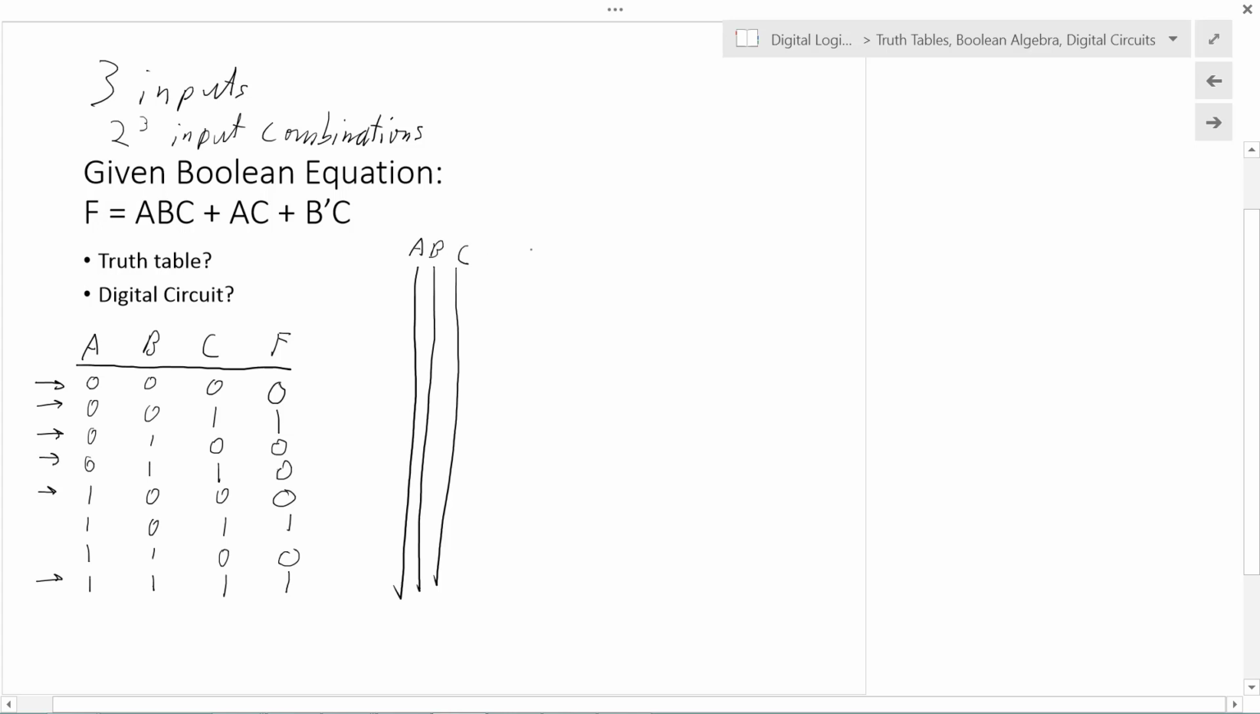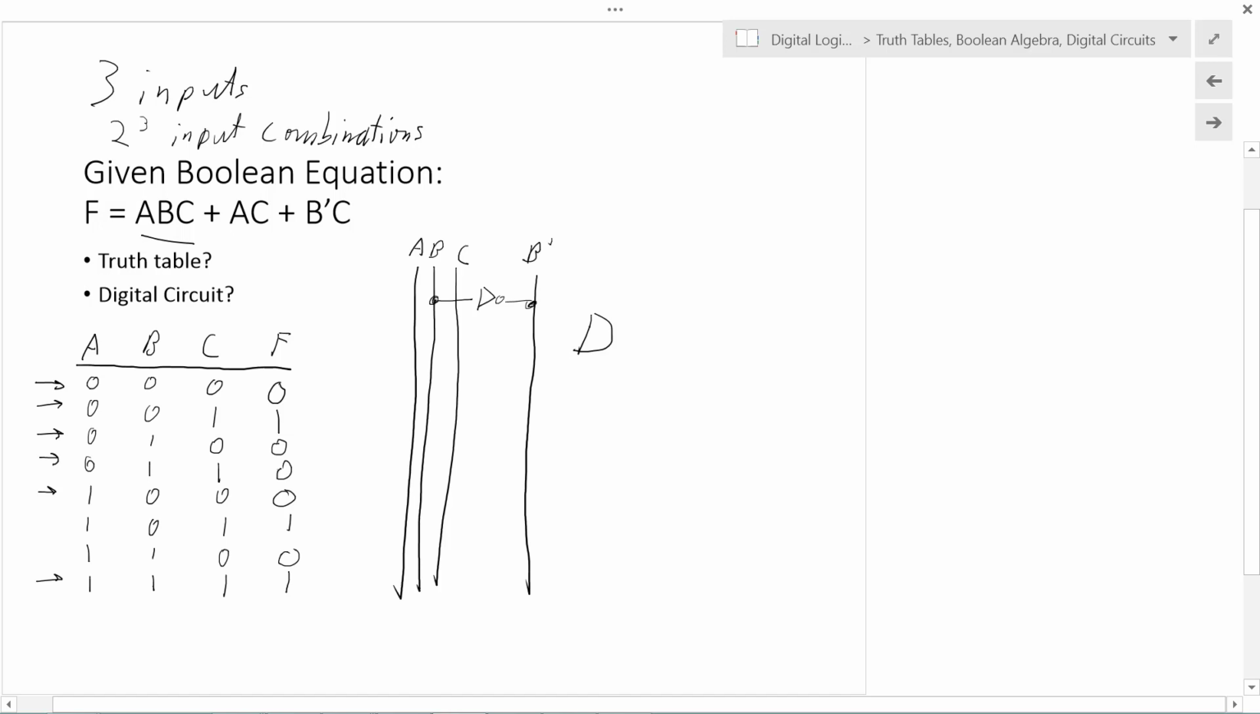And then we also need a B prime. So let's place an inverter for B prime, and we will connect the B to the B prime through an inverter. Now we have three AND gates, A, B, and C.